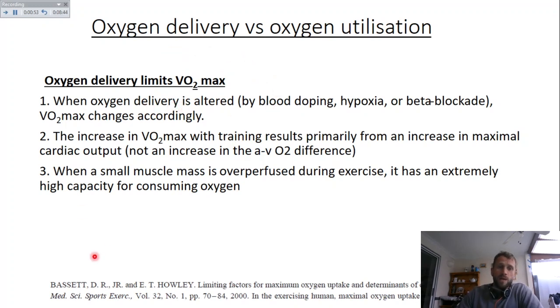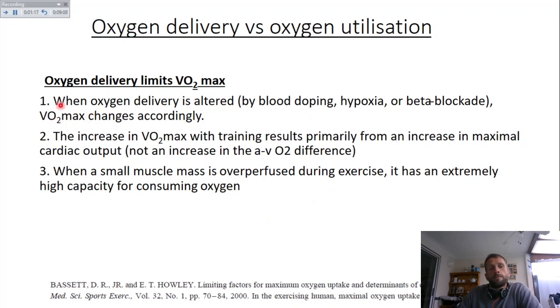There's a review paper by Bassett and Howley, which I highly recommend that you check out. I think it's been one of the recommended reading texts for a previous week, so definitely have a read. It basically goes through the case of why VO2 max is delivery limited, and it gives three really good examples, and we're going to tackle two of those.